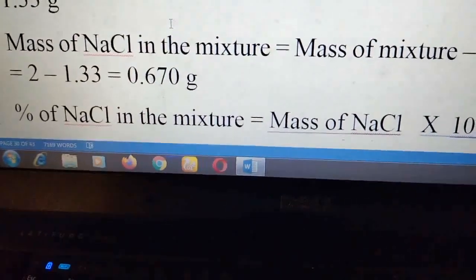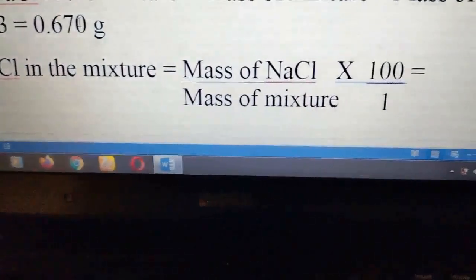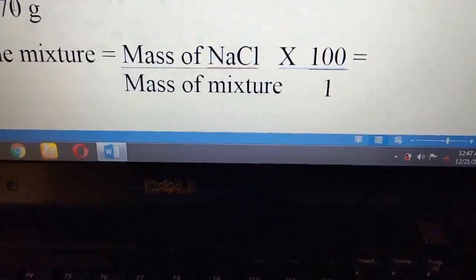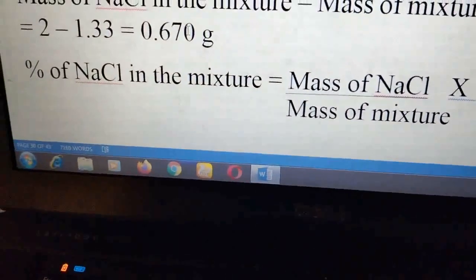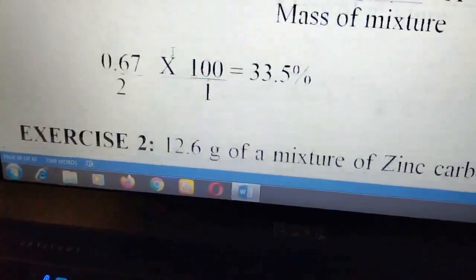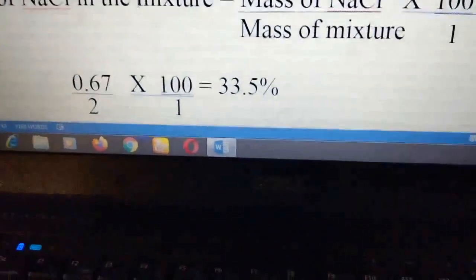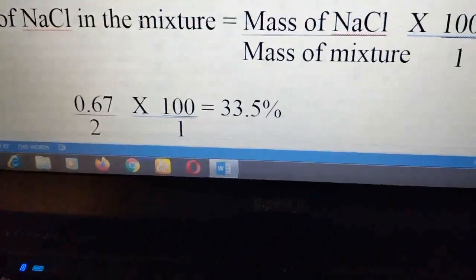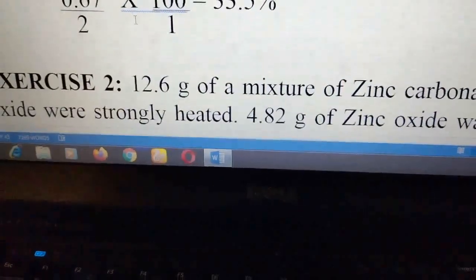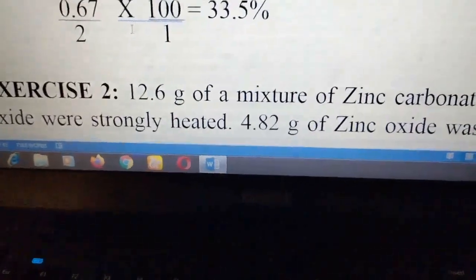So the percentage of sodium chloride in the mixture is going to be mass of sodium chloride all over mass of mixture times 100 over 1. Mass of sodium chloride is 0.670 gram. That gives us 0.67 gram over 2, that's the mass of the mixture in the question, times 100. And that will give us 33.5% of sodium chloride in the mixture. So that is it.